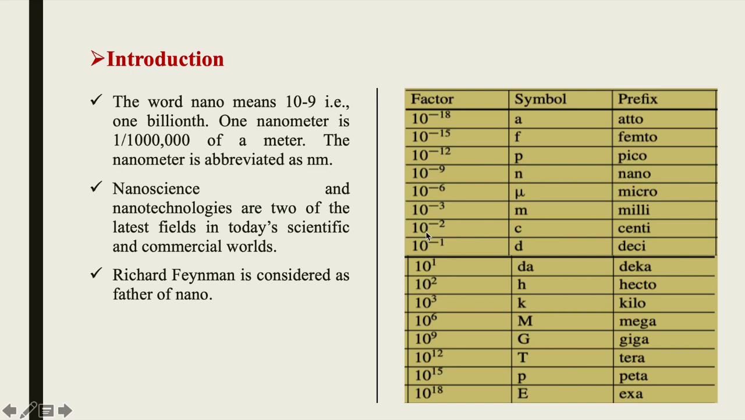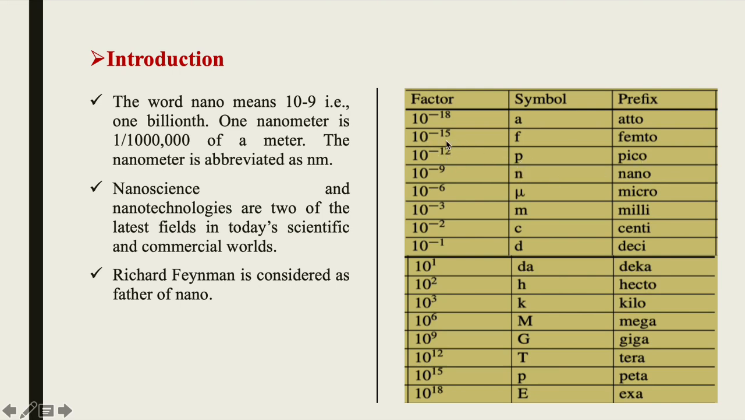As you go down, this is 10 to the power 1, which is deca. 10 to the power minus 1 is deci, the decimal. 10 to the power minus 2 means a centimeter, as we know. Now you can think about the nano, that is 10 to the power minus 9. 10 to the power minus 3 is milli, 10 to the power minus 6 is micro, denoted by mu. 10 to the power minus 9 is denoted by n, that is nano. And 10 to the power minus 12 is denoted by pico, that is small p.